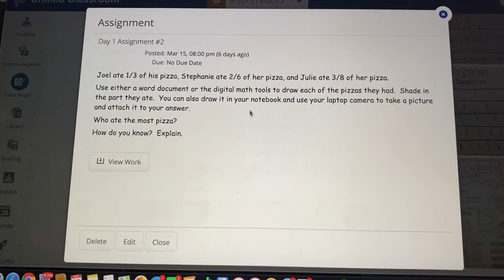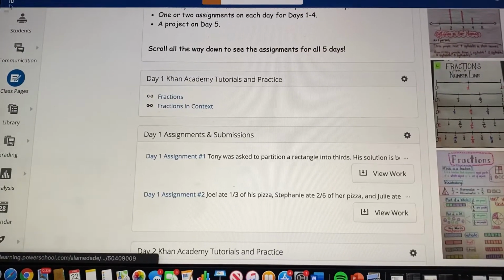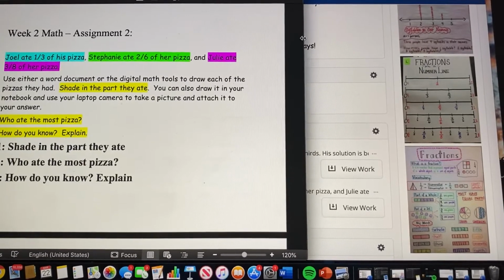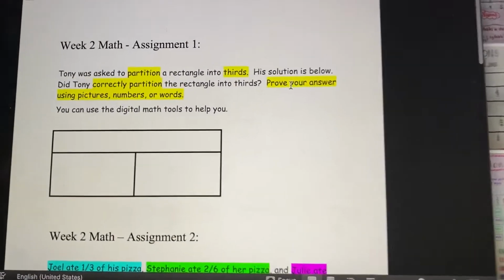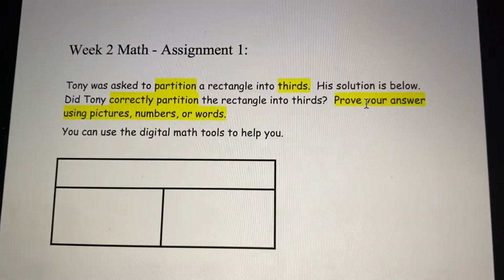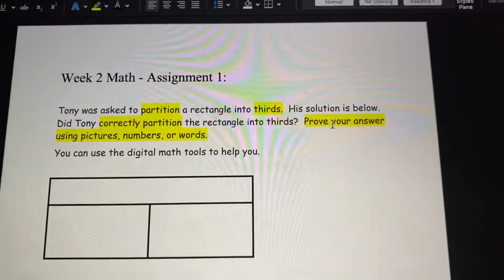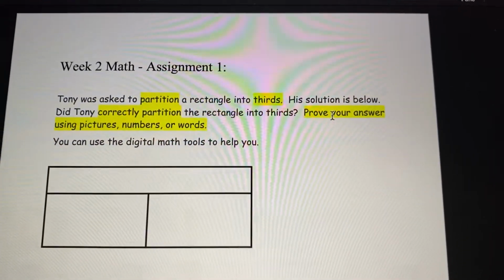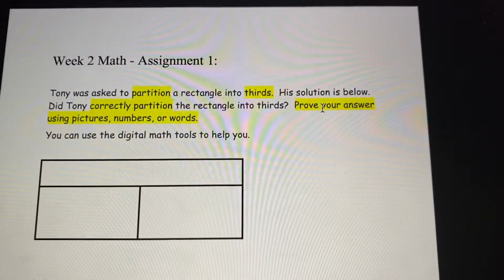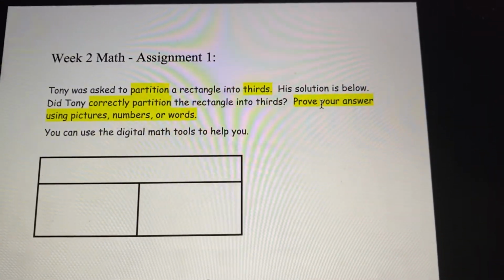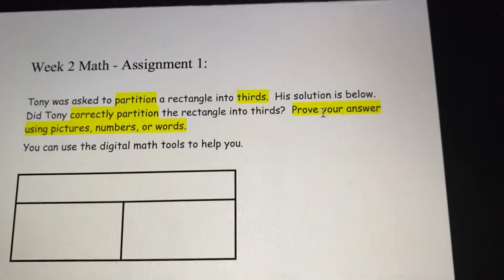And then there's assignment 2. It has a whole word problem for fractions, but don't worry, we're going to go over it on the Word document. So the Word document is right here. We're going to just stretch it open, and we're going to do assignment 1. So boys and girls, you guys see here, week 2 math and assignment 1. I highlighted some of the important words that you guys should know, and the picture is here as well. So remember the word partition. Who can tell me what the word partition means? Does it mean into equal or unequal? I know you guys know this.